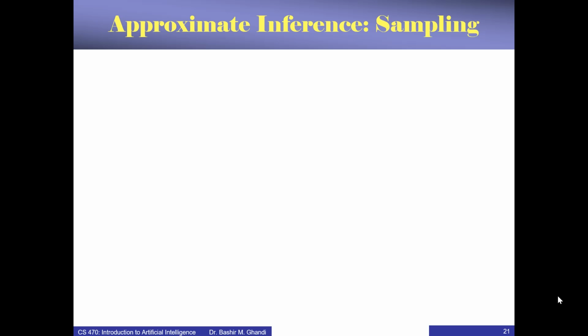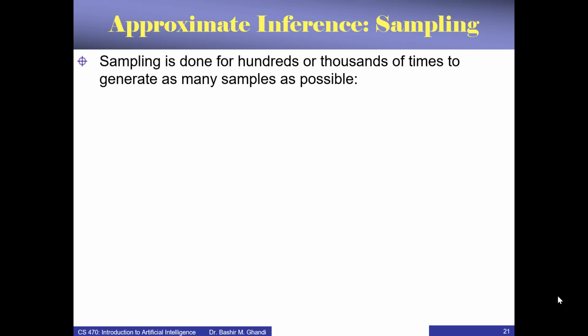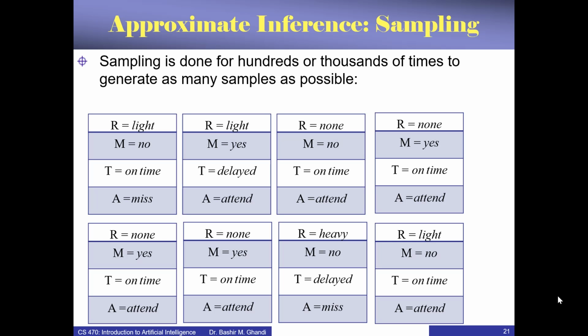Then we pick another sample. Sampling is done hundreds or thousands of times to generate as many samples as possible. This is basically how these algorithms work. So suppose we pick these 8 different samples.